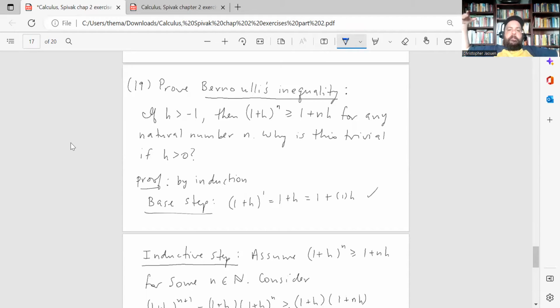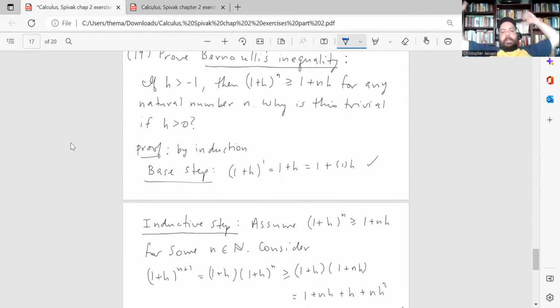All right, so the proof of Bernoulli's inequality is, again, induction. So if we do a proof by induction, induct on the power n, then (1 plus h) to the first power is the same thing as 1 plus h, which is the same thing as 1 plus 1 times h, so that checks out.